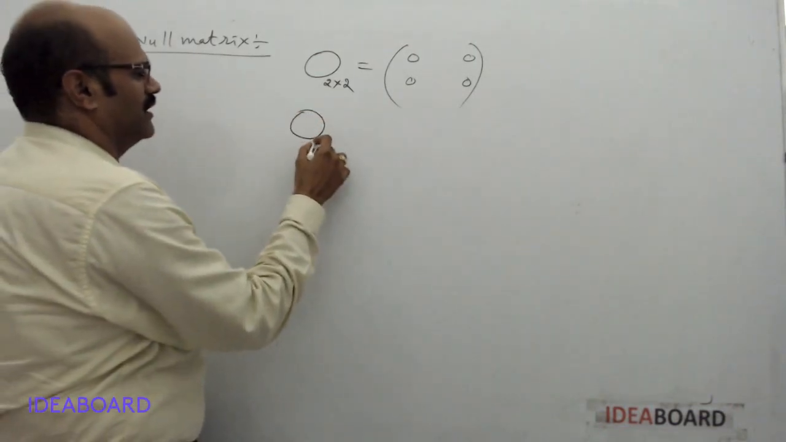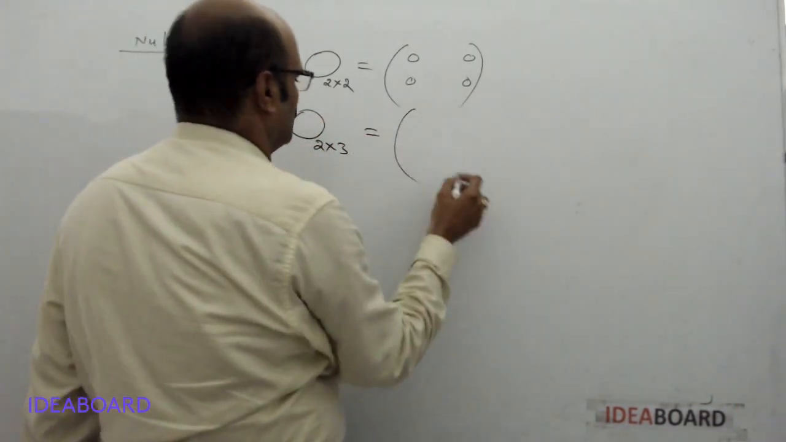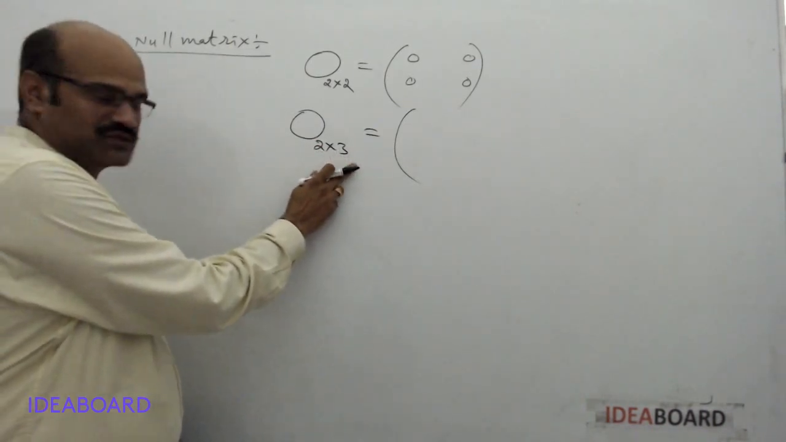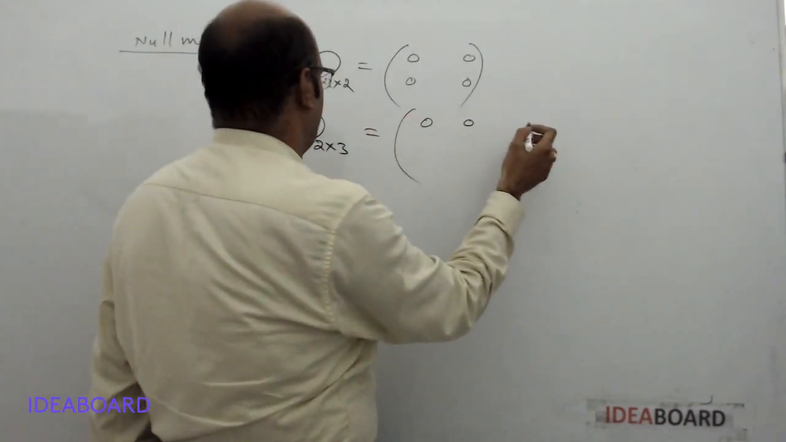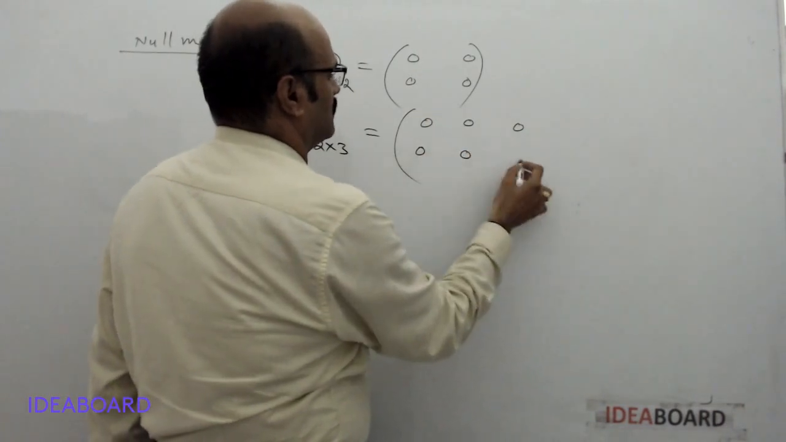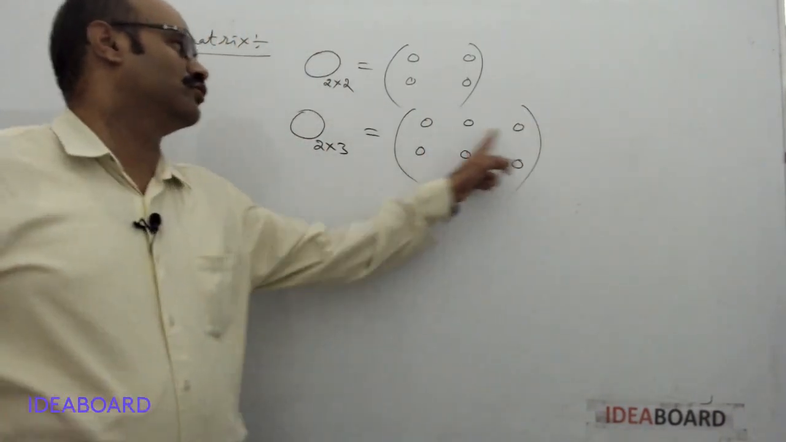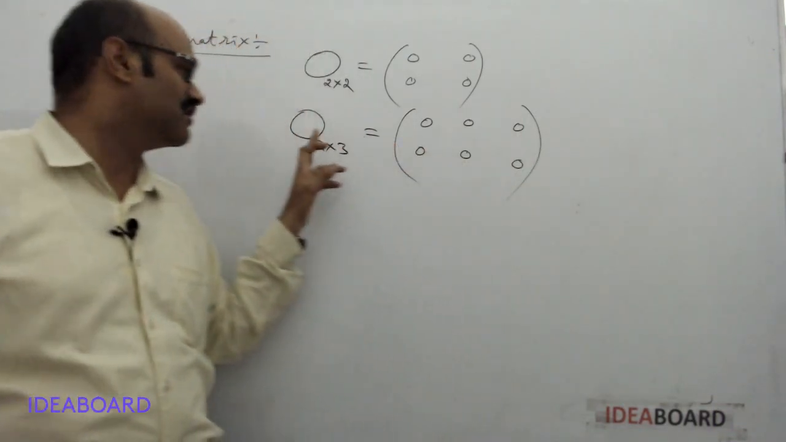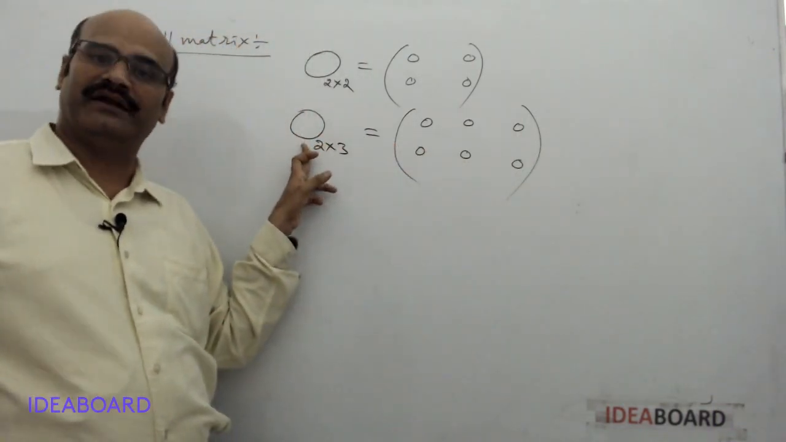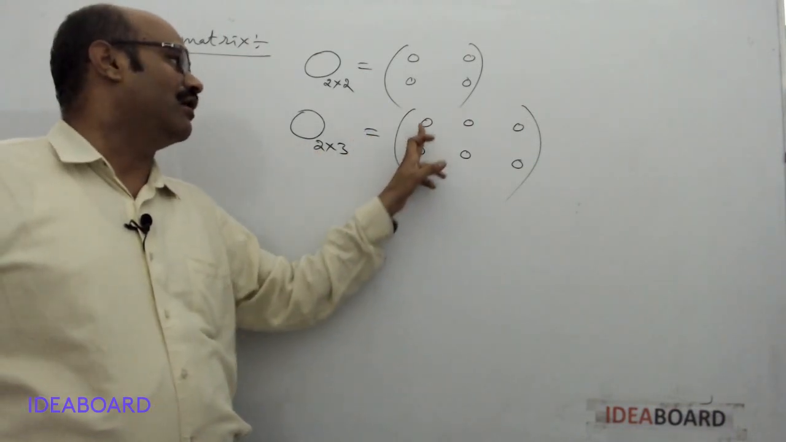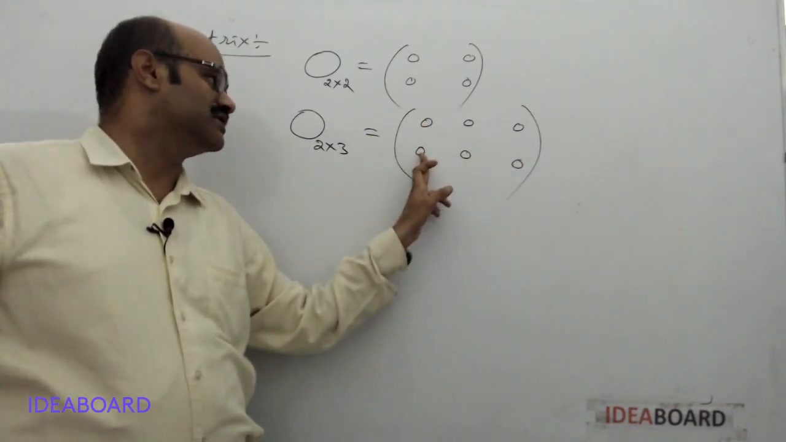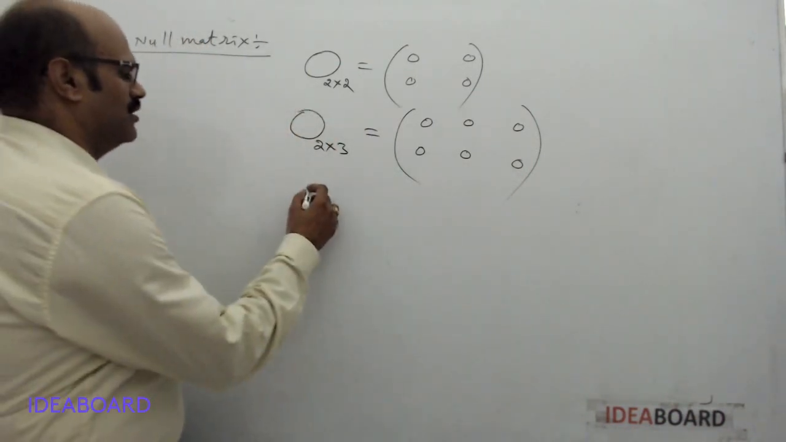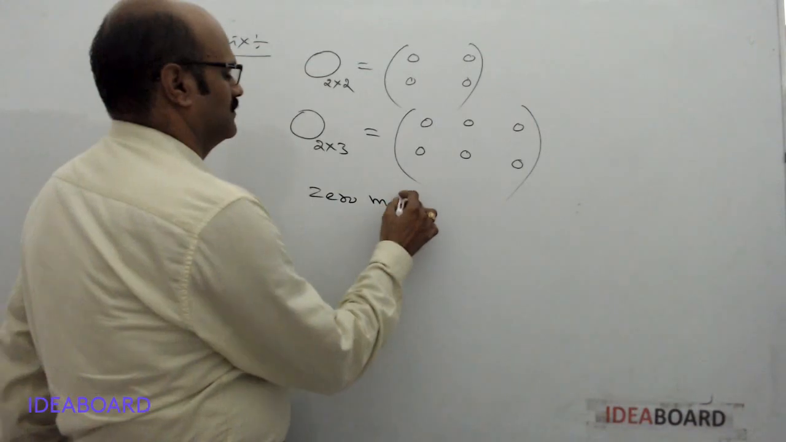Null matrix of order 2 cross 3: here we are having 2 rows and 3 columns. So the definition of null matrix is a matrix in which all the elements are equal to 0 is said to be null matrix. This matrix is also called zero matrix.